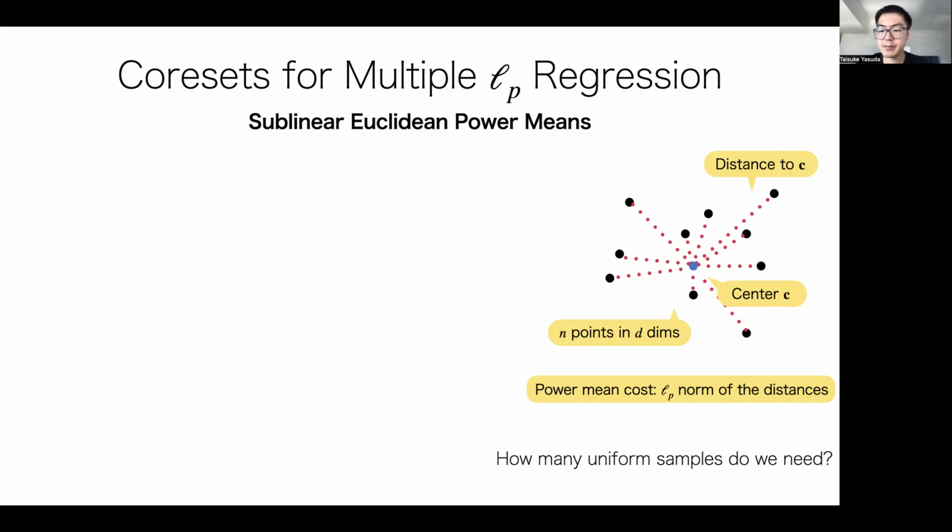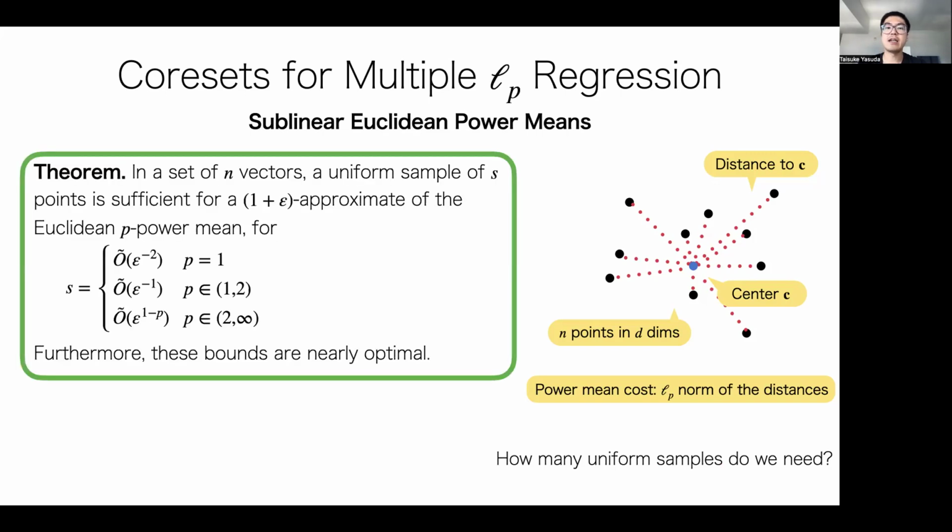Euclidean power mean? So using our techniques for multiple LP regression, we're actually able to get a nearly optimal bound on this problem. And so we show this result, which states that we always need at most S uniform samples. And the bound that we get on S is actually nearly optimal for any sublinear algorithm. And in particular, this resolves an open question of Cohen-Addad, Saulpic, and Schwiegelshohn, which introduced this problem of sublinear Euclidean power means.